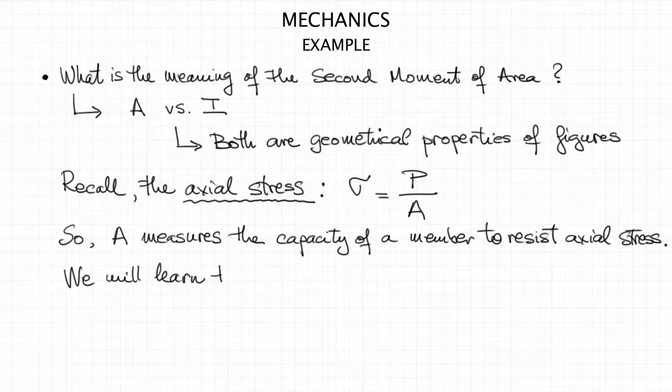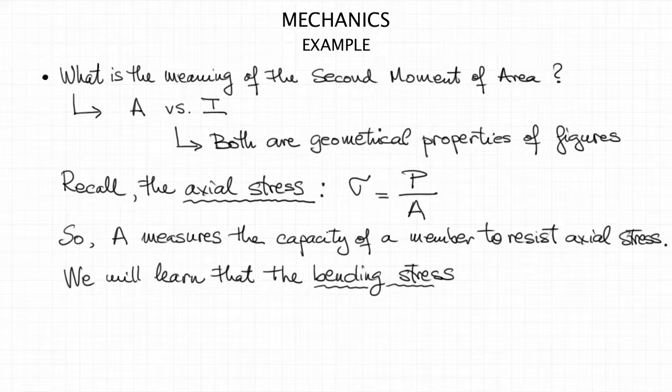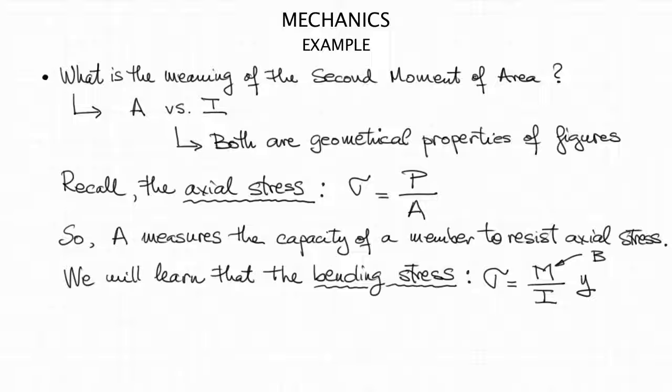Now, in the next few lectures, we will also learn that the bending stress of a member in bending has a similar expression, in the sense that sigma, the bending stress, equals the moment divided by the moment of inertia times y, in which y is a parameter. We will learn about that in the future.